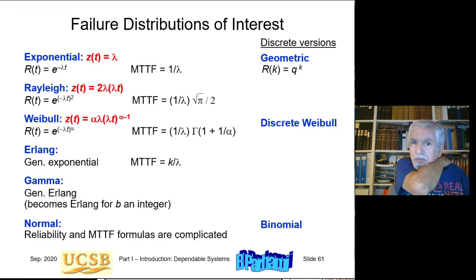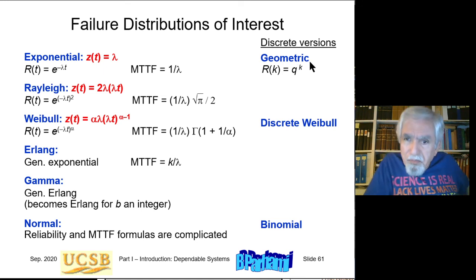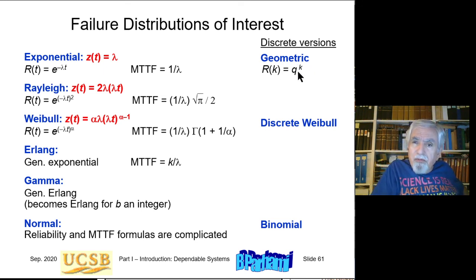So these are some distributions. Exponential, I already mentioned. The hazard function is a constant. Reliability equation is e to the minus lambda t. Mean time to failure is 1 over lambda. And some of these distributions have discrete versions. For the exponential distribution, the discrete version is the geometric distribution. So reliability over k discrete time units is reliability over 1 time unit to the power k.